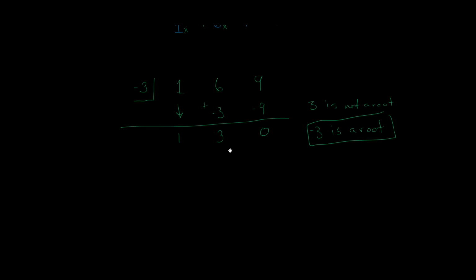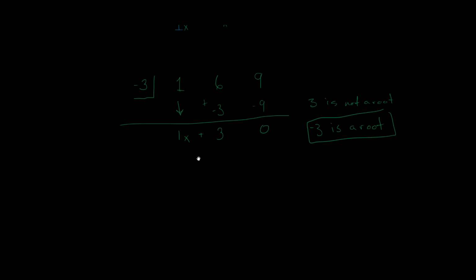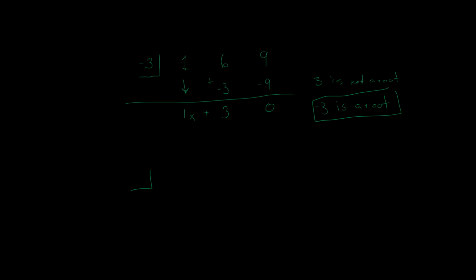Once again, we're going to drop down the powers of the variables attached to these. Originally it was x squared, x, and no x. Now it's just going to be x and no x. And I'm going to try it one last time. So we have 1 and 3. And for this, I'm also going to try negative 3. So we bring down the 1. Negative 3 times 1 gives me negative 3. 3 plus negative 3 gives me 0. So negative 3 is a second root in this case because it appears twice.